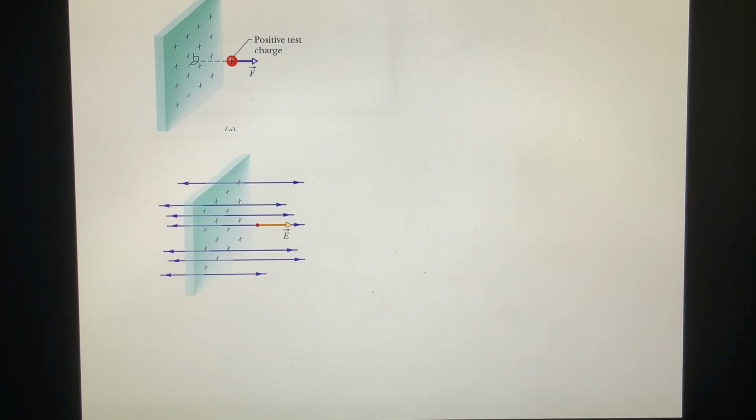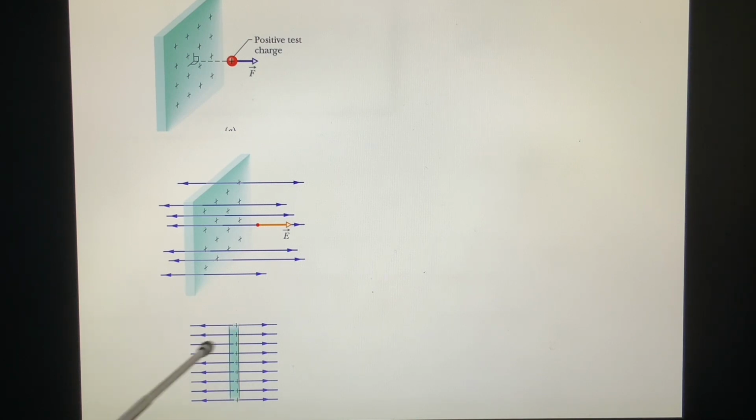Now, if we have an infinite uniform charge distribution plate, by symmetry the electric field must be perpendicular to the plane. Okay, everywhere perpendicular to the plane because of symmetry. So we can write it this way: the field is uniform and perpendicular to the plane.